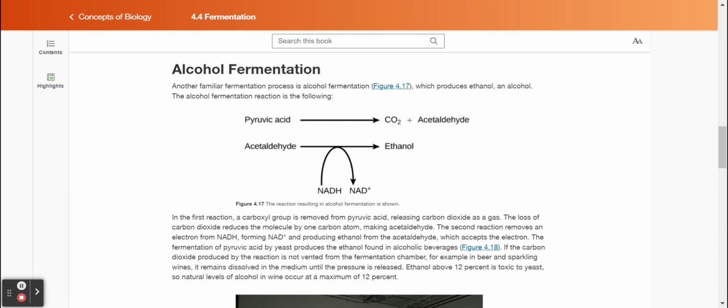The fermentation of pyruvic acid by yeast produces the ethanol found in alcoholic beverages. If the carbon dioxide produced by the reaction is not vented from the fermentation chamber, for example, in beer and sparkling wines, it remains dissolved in the medium until the pressure is released. Ethanol above 12% is toxic to yeast, so natural levels of alcohol in wine occur at a maximum of 12%.